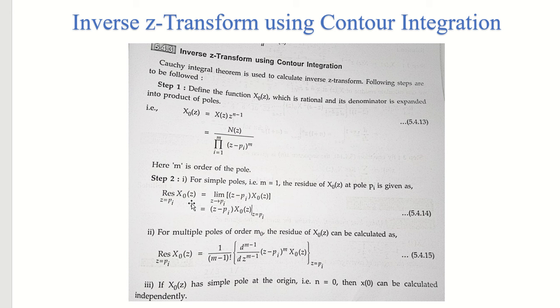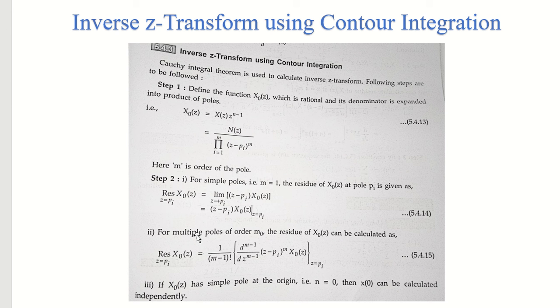So this is the second step. If you have multiple poles of order m, then you can calculate the residue of x0(z) using this formula. The formula will completely change: it will be equal to 1 divided by (m minus 1) factorial, times d raised to m minus 1 by dz raised to m minus 1 of (z minus pi) raised to m times x0(z), evaluated at z equal to pi.